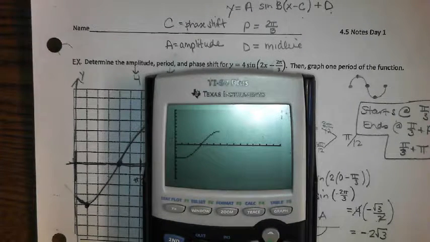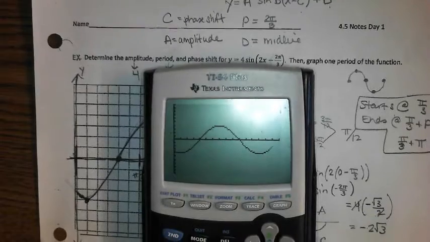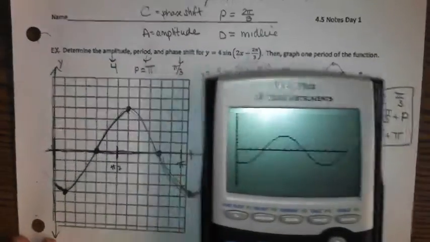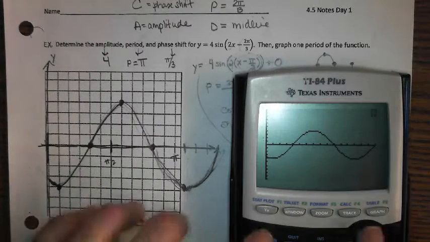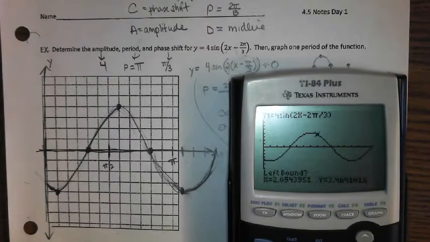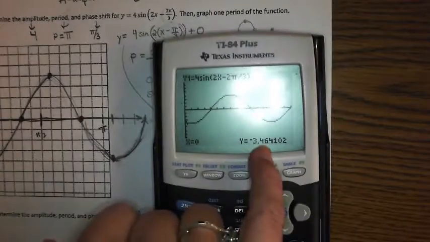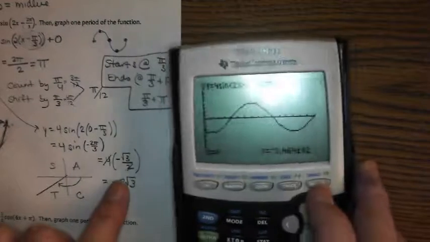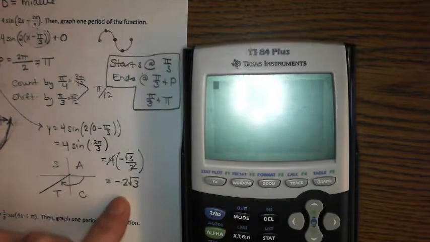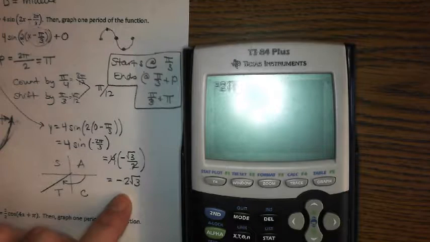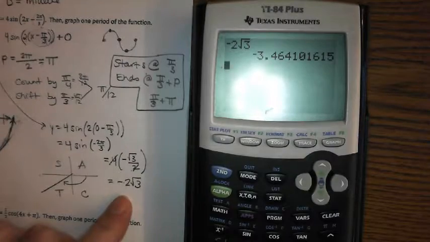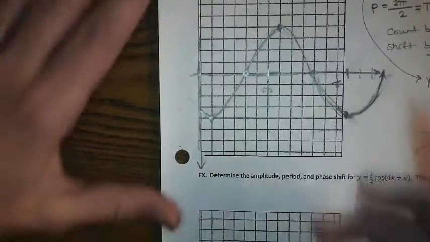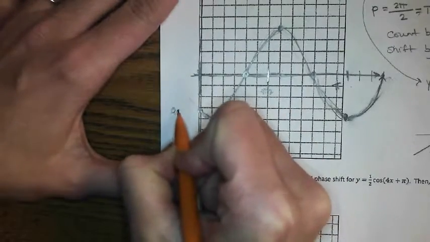So here is our version. How do we feel about that? You like that? Second trace, I'm just curious what the y-intercept is. Negative 3.46. We thought it was negative 2 root 3. Negative 3.46, I'm guessing, is going to be negative 2 root 3. Here we are. Good? Okay, so critical points that you may have to label. The y-intercept, 0, negative 2 root 3.